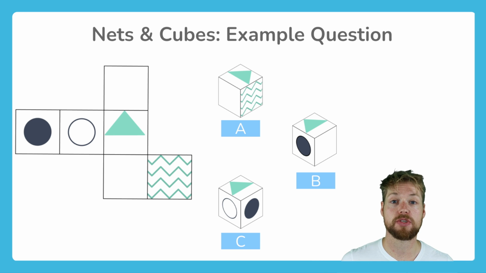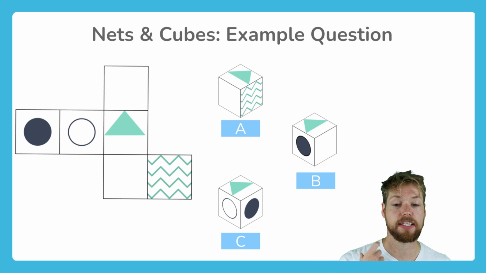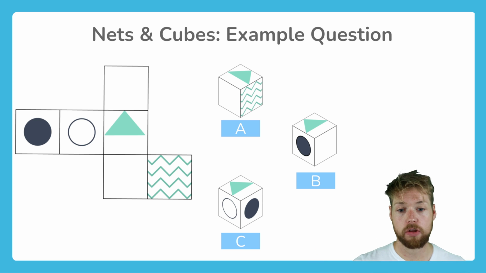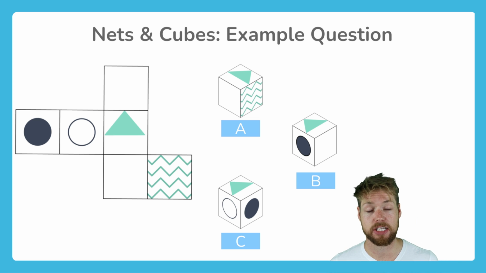Now, what you need to do is visualize folding up that net into the cube. This is a particularly important rule that we're covering here. This is known as the opposites rule. In this example, you need to know that shapes which are opposite each other on the net can never be next to each other on the cube. So that black circle and the green triangle are opposite faces on the net. That means they can never be next to each other on the cube. This is known as the opposites rule.